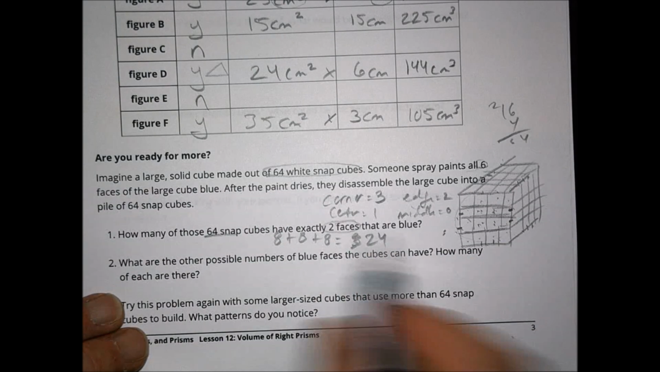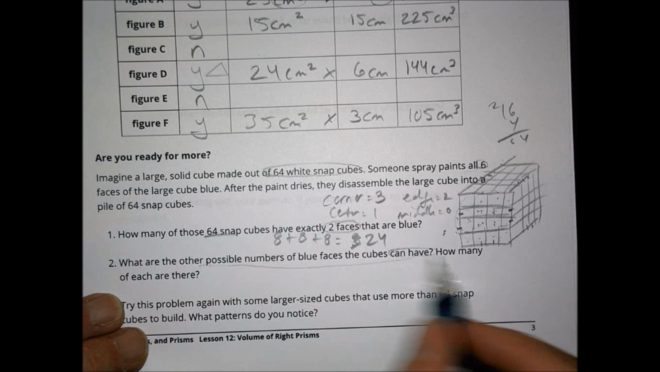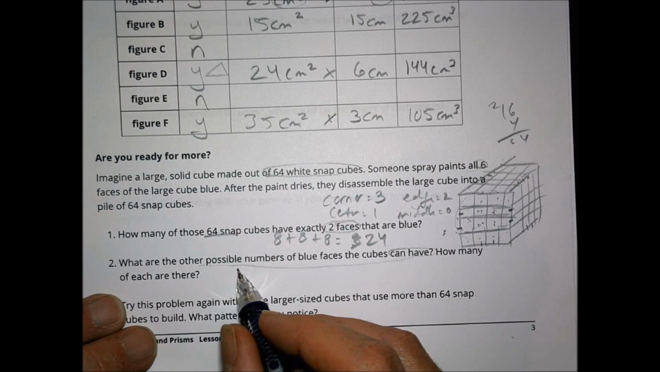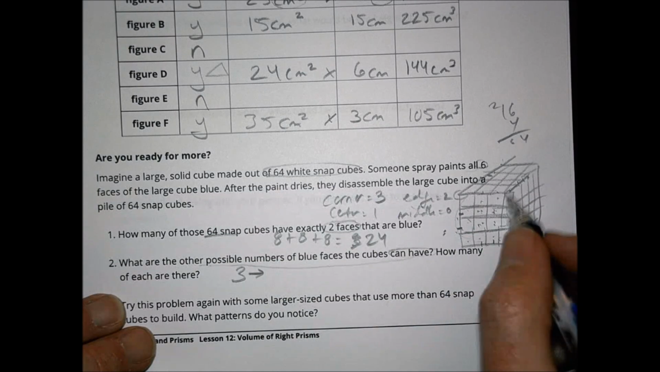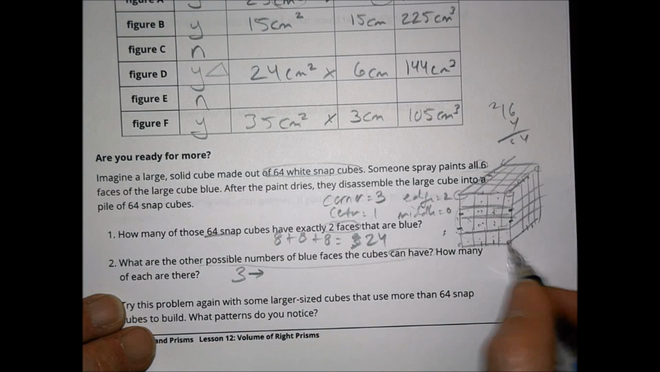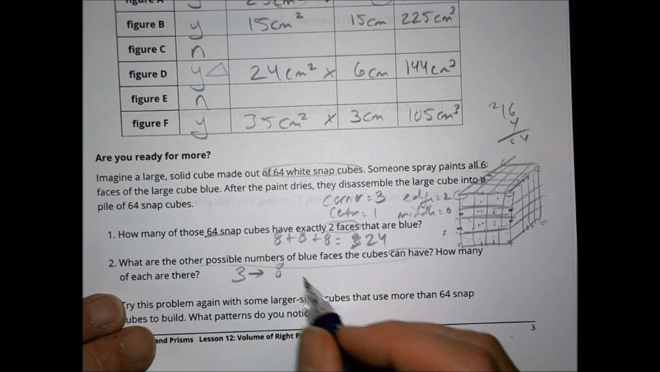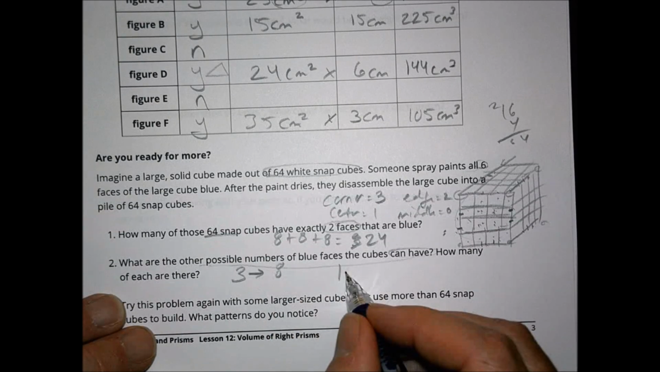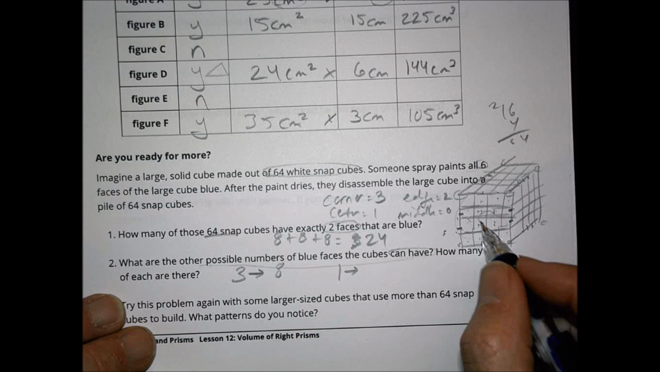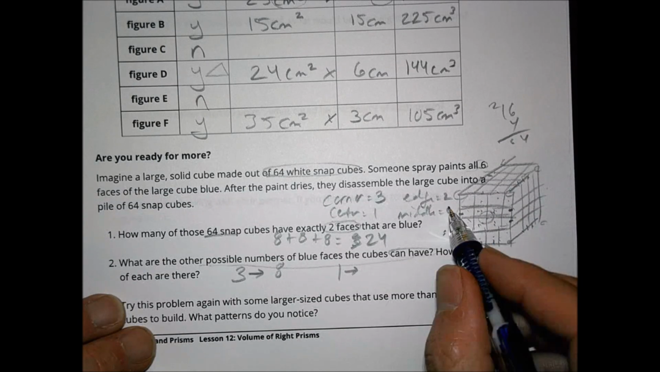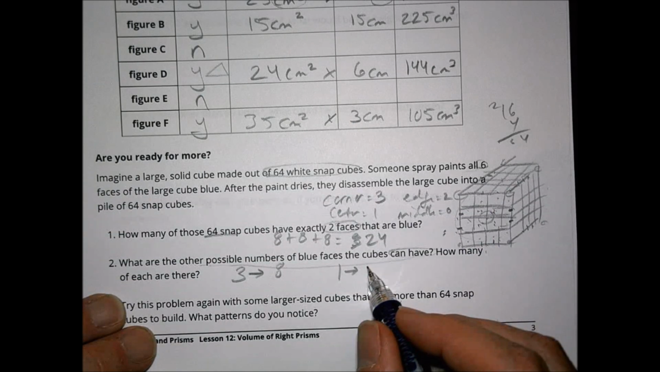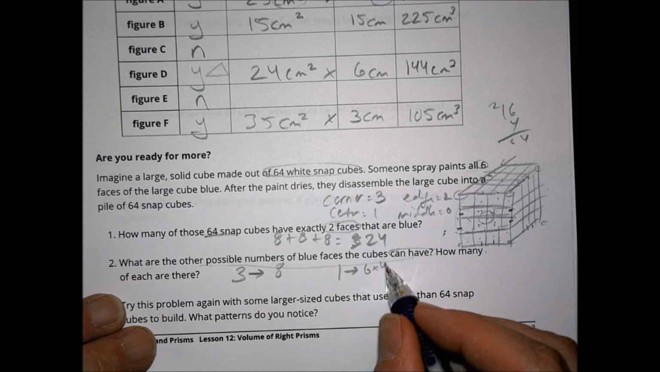What other possible numbers of faces can the cube have? It can have 3, right? And those go with the corners. The ones with 3 are going to be 1, 2, 3, 4, 5, 6, 7, and the back corner. You'll have 8 of those. You can have ones with 1, which are going to be 4 for each face. And there are 6 faces. So 6 times 4 is 24 of those.